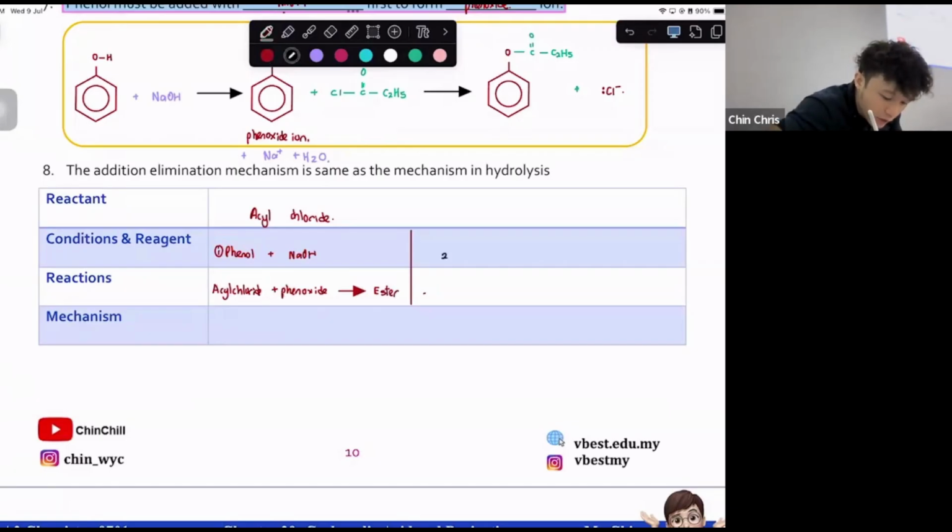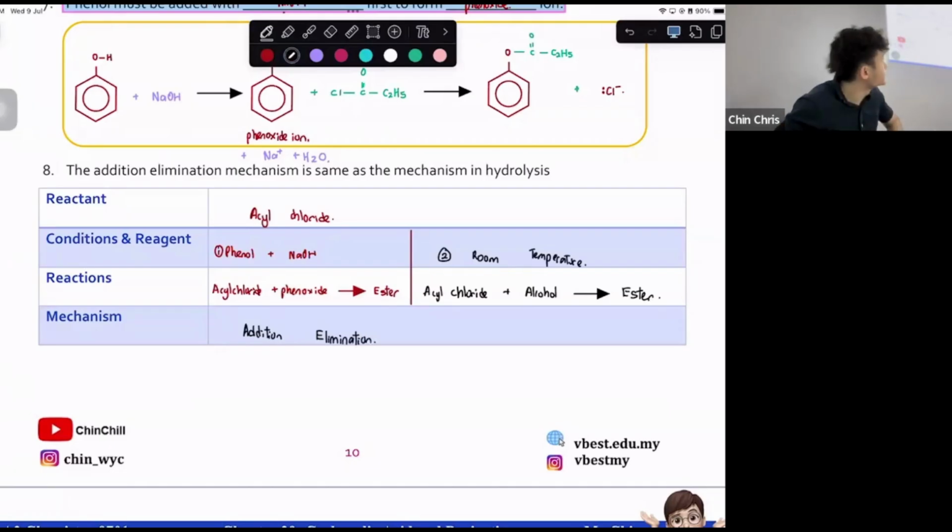Guys, the second type of reaction we have is under room temperature. I can take acyl chloride, add it with an alcohol, and it turns into an ester. Both reactions have the same mechanism: addition, elimination.